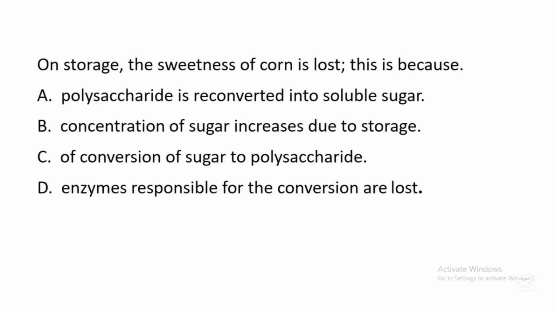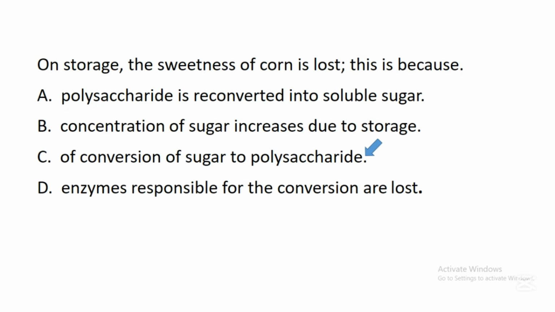In this question, the correct answer is C, because of conversion of sugar to polysaccharide. Well, corn is a plant, and when the fruit is harvested, the fruit is usually sweet when it is fresh. But after some time, especially during storage, the sweetness of corn will be lost. What happens is that there is conversion of sugar to a carbohydrate called polysaccharide.